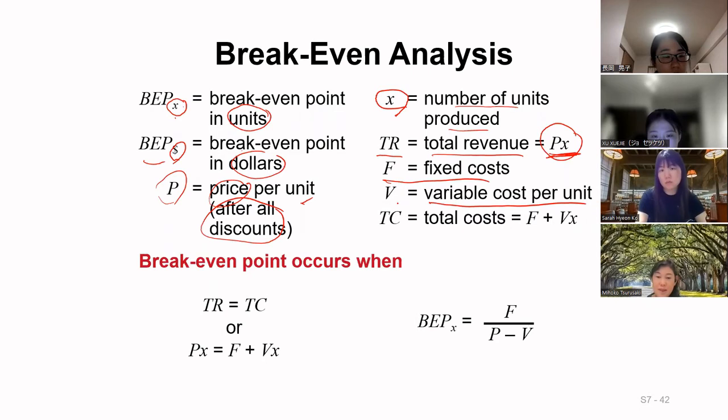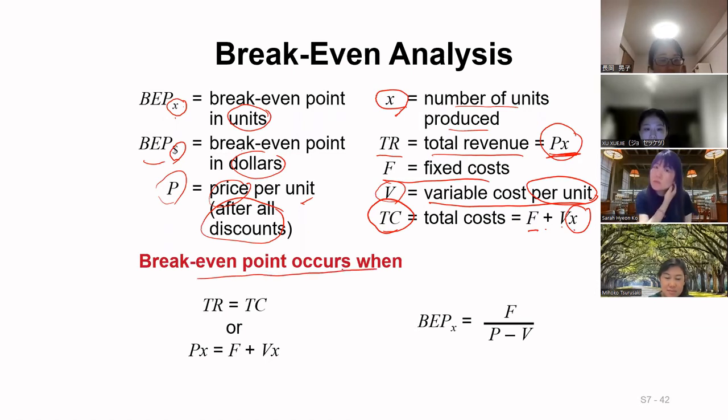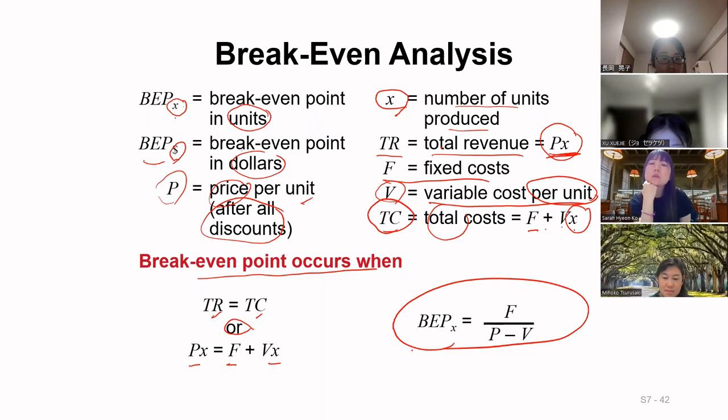VC, V here. So, total cost is fixed plus VX. V is variable cost per unit. X is number of units produced, or number of units produced and sold. Okay. So the break-even point occurs when total revenue is equal to total cost. Total revenue is equal to total cost, or PX equals F plus VX. Therefore, just for remembering this formula, you don't have to derive this.